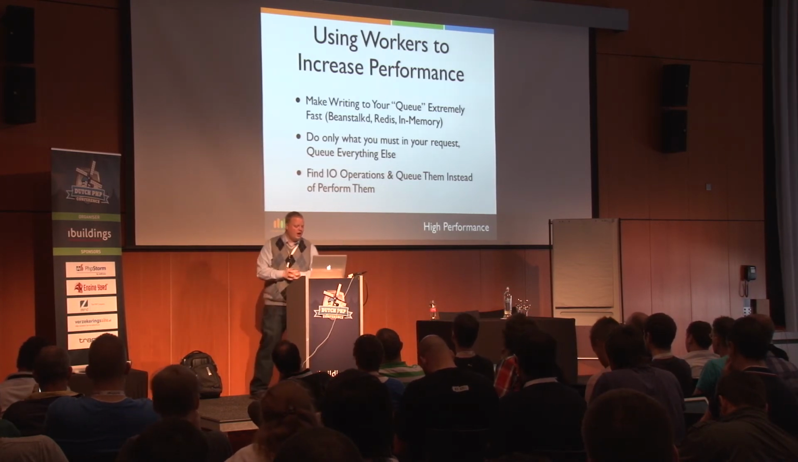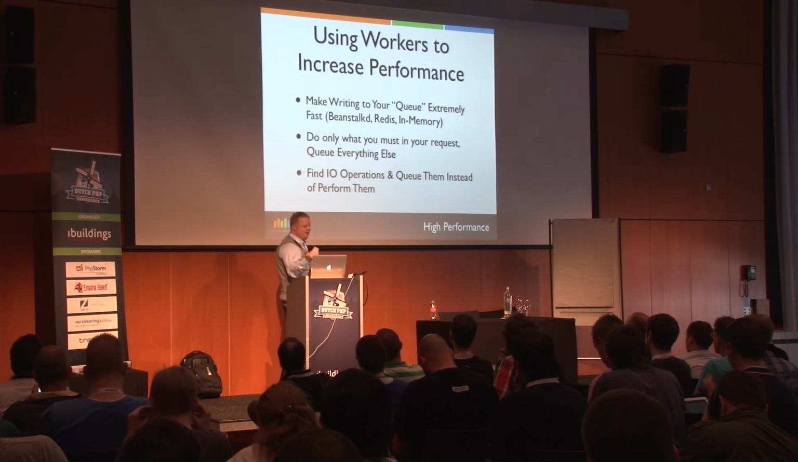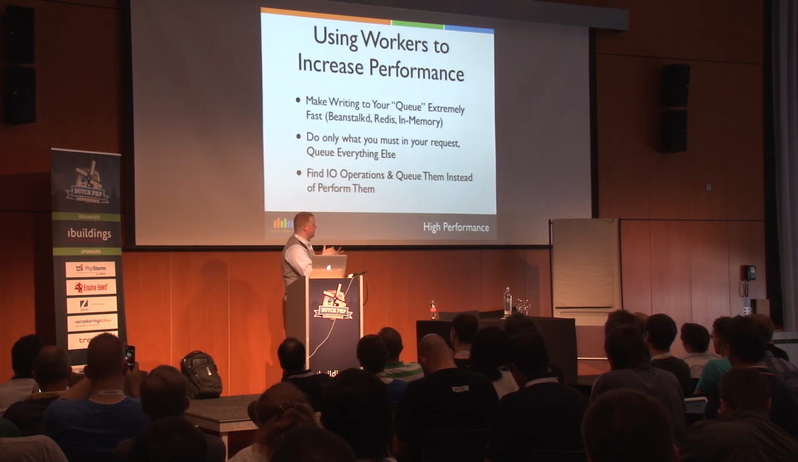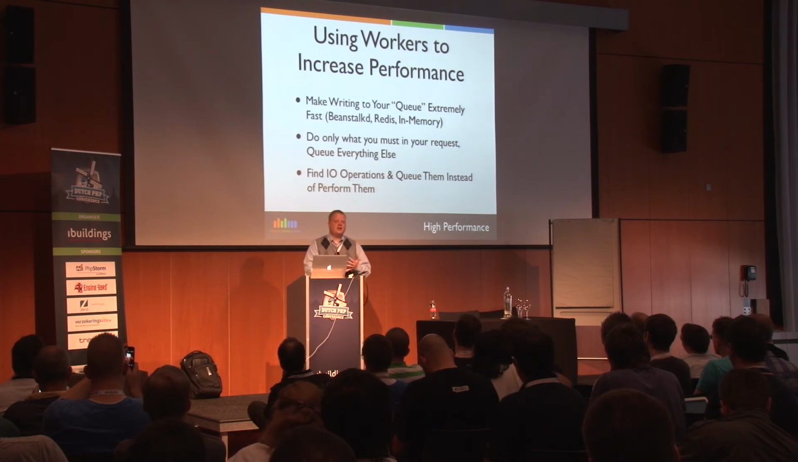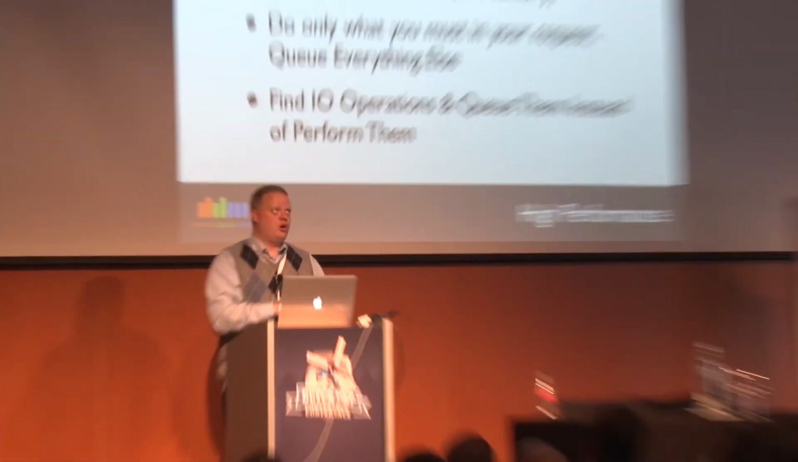And so what you want to do is, first of all, you want to make writing to your queue extremely fast. Beanstalk, by default, is in memory, which makes it very, very, very fast. If you need your jobs to be a little more durable and survive a reboot, you can run Beanstalk where it will have a binary log. That way, if it restarts, those jobs won't just disappear.